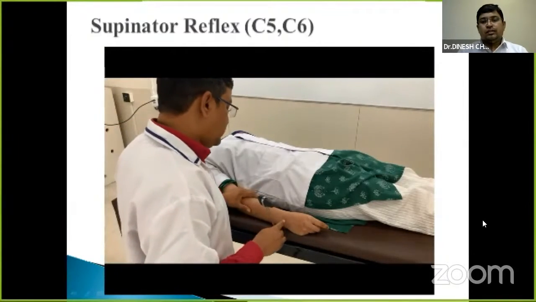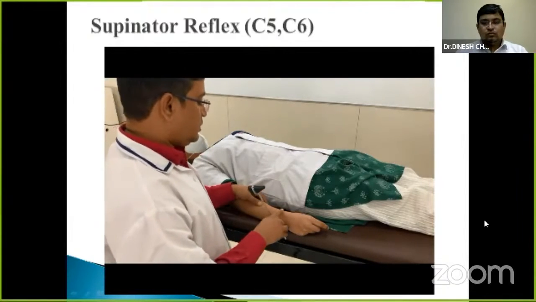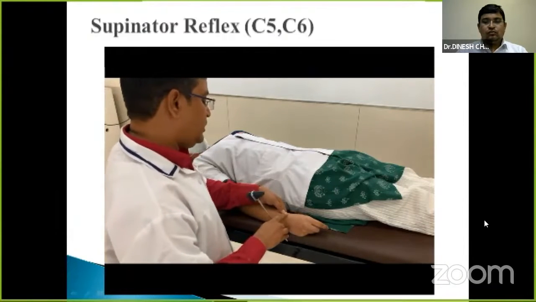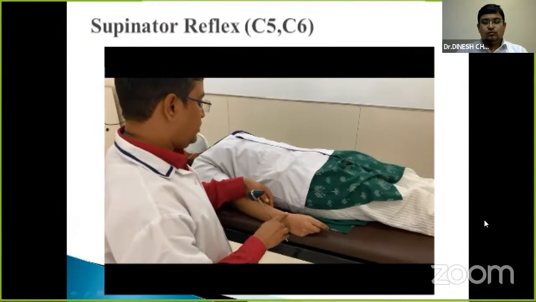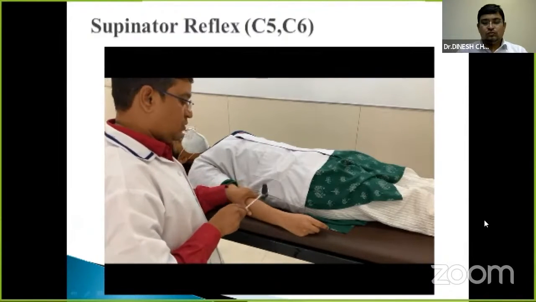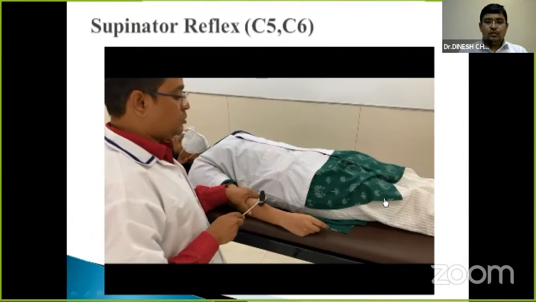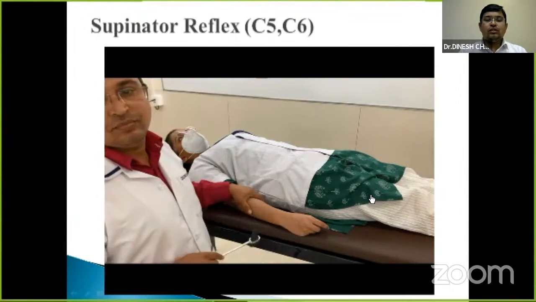Now we'll see the supinator reflex, which is a deep tendon reflex, just proximal to the radial styloid, about 7 to 10 centimeters. Now you see the responses here: radial deviation and supination. When you perform it, it has to be 5 to 7 centimeters above the radial styloid. This is the normal response.